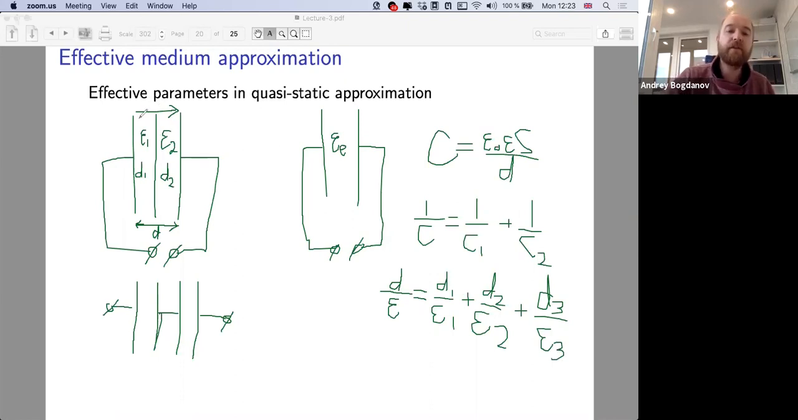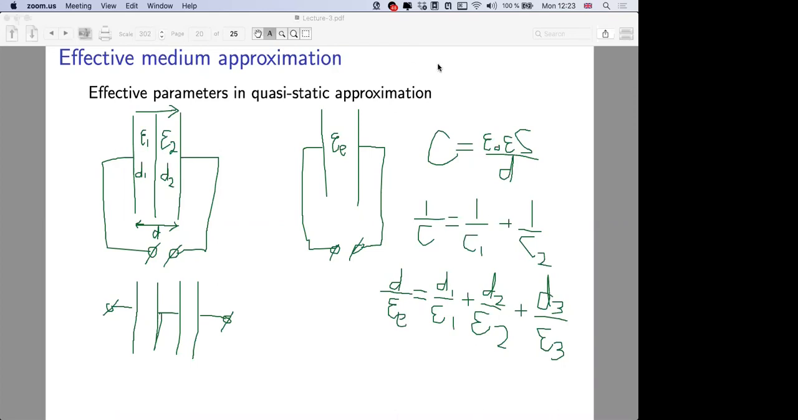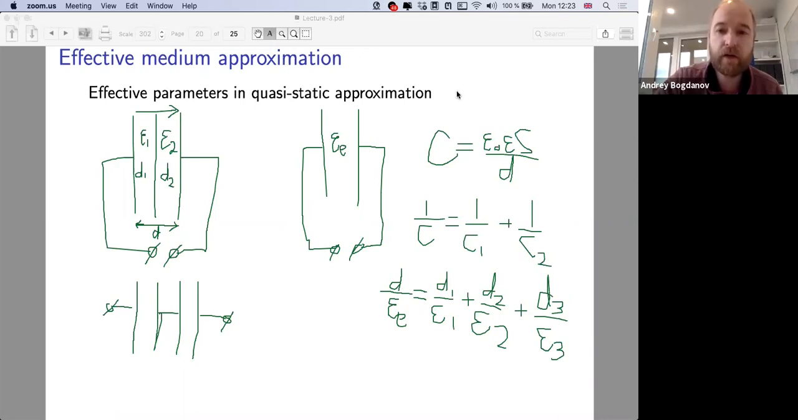So when the electric field is along the optical axis, the direction of propagation of my wave is perpendicular to the optical axis. And this is, of course, the extraordinary wave. And this is the expression for extraordinary permittivity. Okay? Is it clear, guys? Yes.